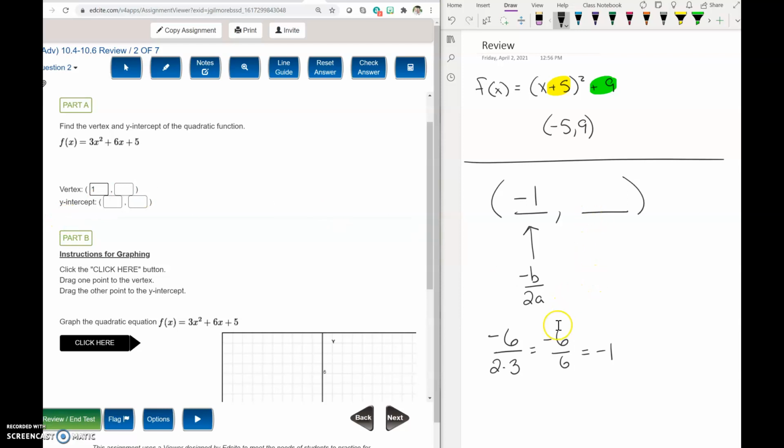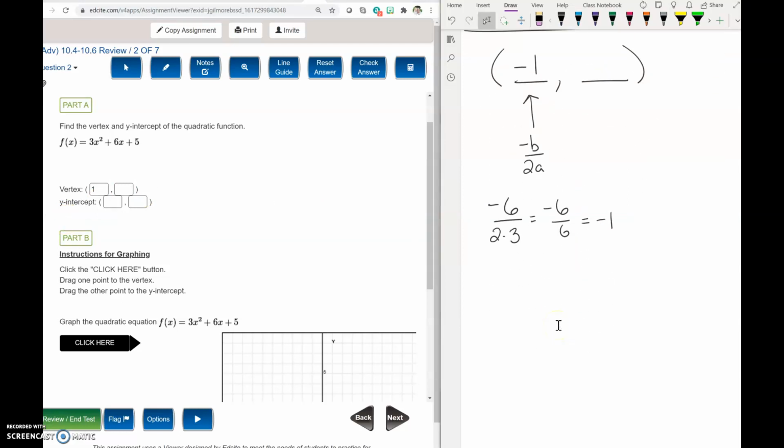To get the y value of your vertex, you need to plug that -1 in. Oops, did I forget a negative? -1. So we need to plug that -1 in to get the y value of our vertex. So 3 times -1 squared plus 6 times -1 plus 5.